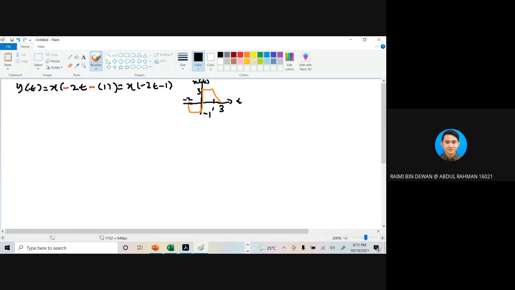Now they want us to plot the time operated signal based on this original signal. So first, you take everything in the brackets, then you introduce tau. You take all of them in the bracket.